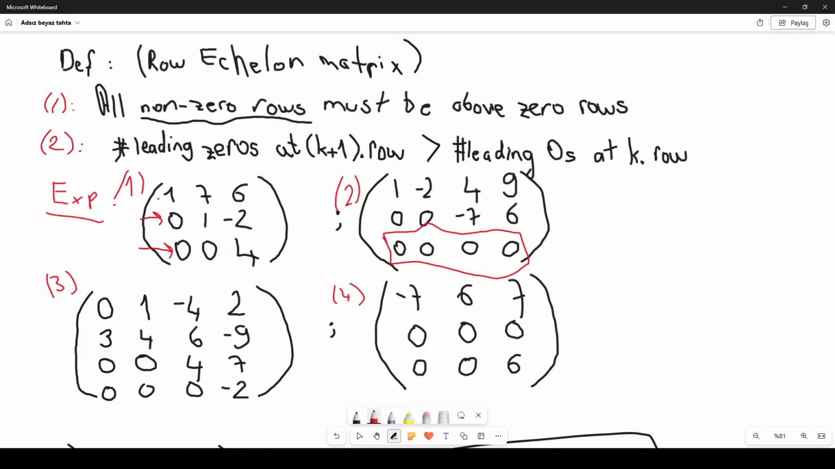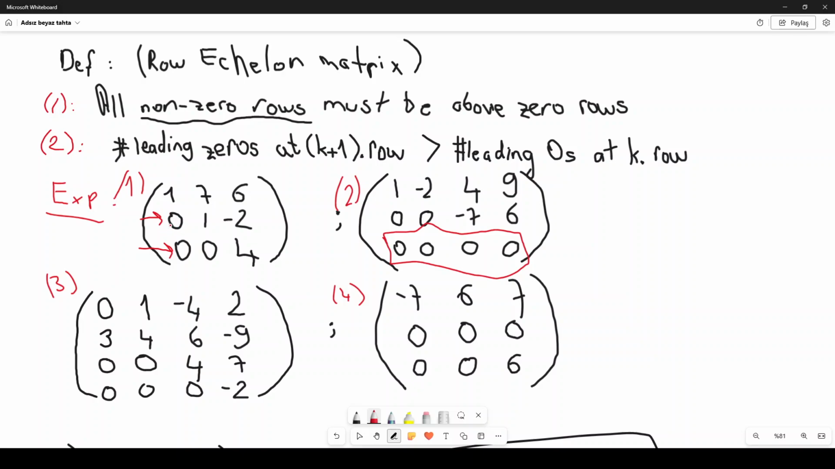What do I mean? For instance, if I look at the first row, I have no 0, and say k is equal to 1. Then k plus 1 is equal to 2. So in the k plus first row, in other words in the second row in this case, we must have at least 1 zero, right? Because the number of leading zeros must be greater than in the row right above it. So in the second row, I must have more zeros than the first row. And in the third row, I must have more leading zeros than the second row.